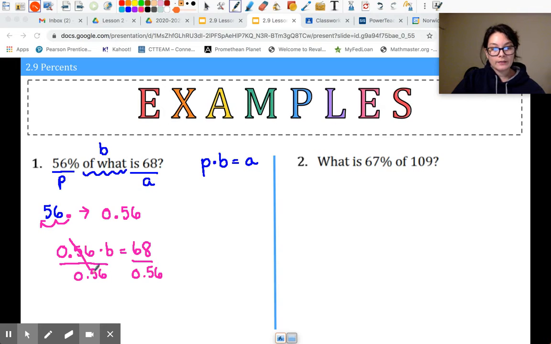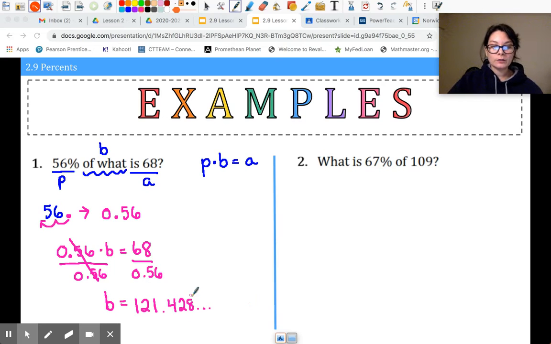So if I do that, that's going to tell me that my base is equal to, and I'll just divide in my calculator, 68 divided by 0.56 gives me 121 point, and I get some decimals here.